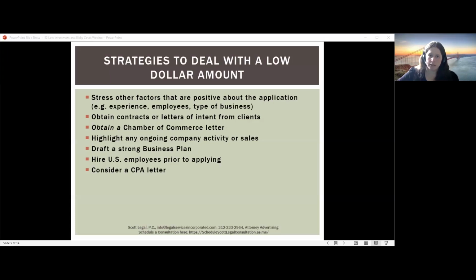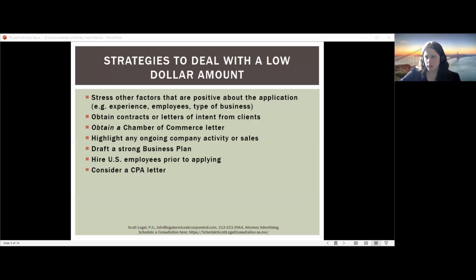A strong business plan is really key, especially for startups. It provides an opportunity to really frame the business and explain in a common sense way: here's how we're going to market ourselves, here's what we sell, here's how we're going to make money. That's very important for these types of applications. Hiring employees is always great, particularly if you're a solo consultant or you've run a business without hiring people. Hiring employees can really address this concern the officer may have.